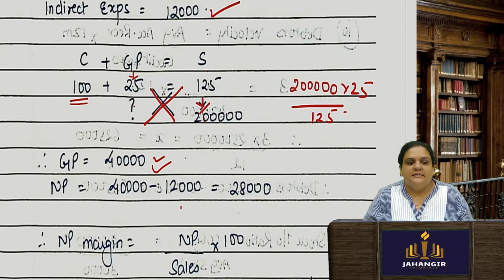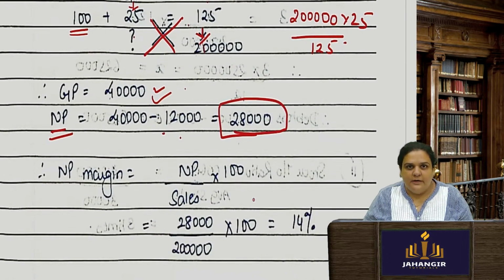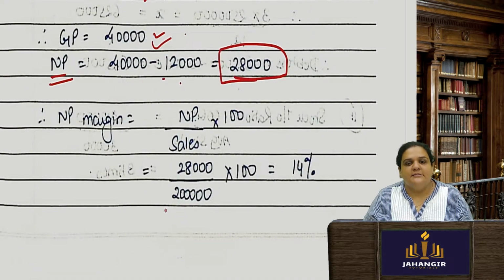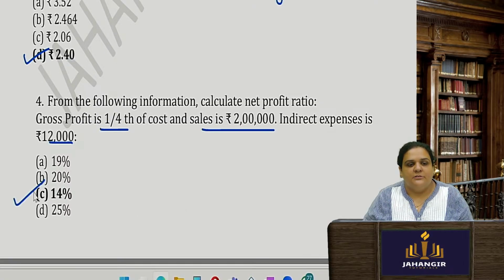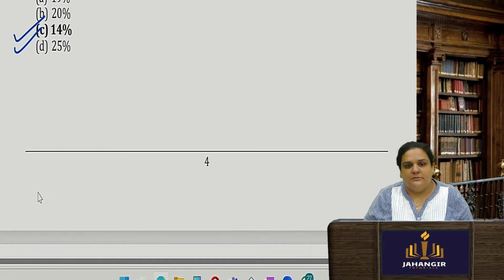Therefore, since I got my gross profit and they have given me all the indirect expenses, my net profit will be, from gross profit I'll remove my indirect expense, 28,000. I have my net profit, I have my net sales. Net profit is 28, sales is 2 lakhs into 100. 14% is my net profit margin. Such easy sums.